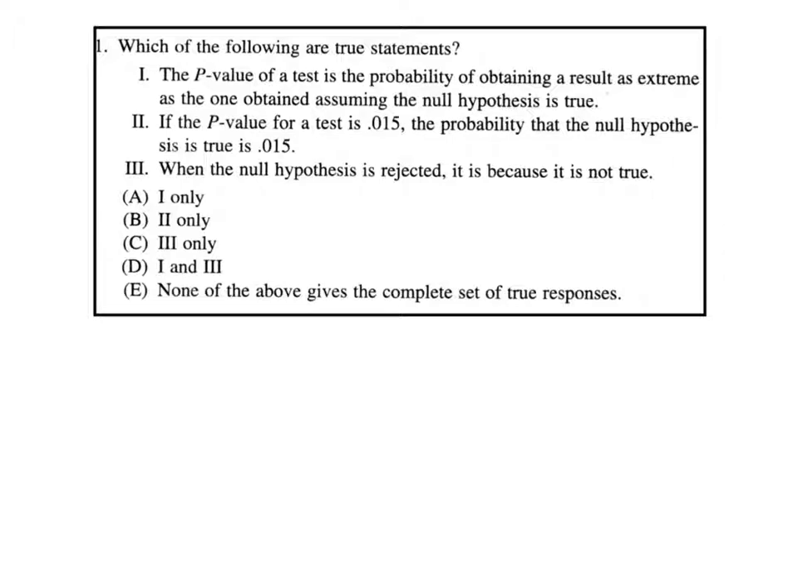The p-value of a test is the probability of obtaining a result as extreme as the one obtained assuming the null is true. Well, let's talk about the definition of a p-value. Really, at the heart of a p-value, it's the probability of our sample's occurrence under the assumption that the null is true. It's like conditional probability: what's the probability of the sample's occurrence if the null is true? So really, Roman numeral 1 is absolutely correct.